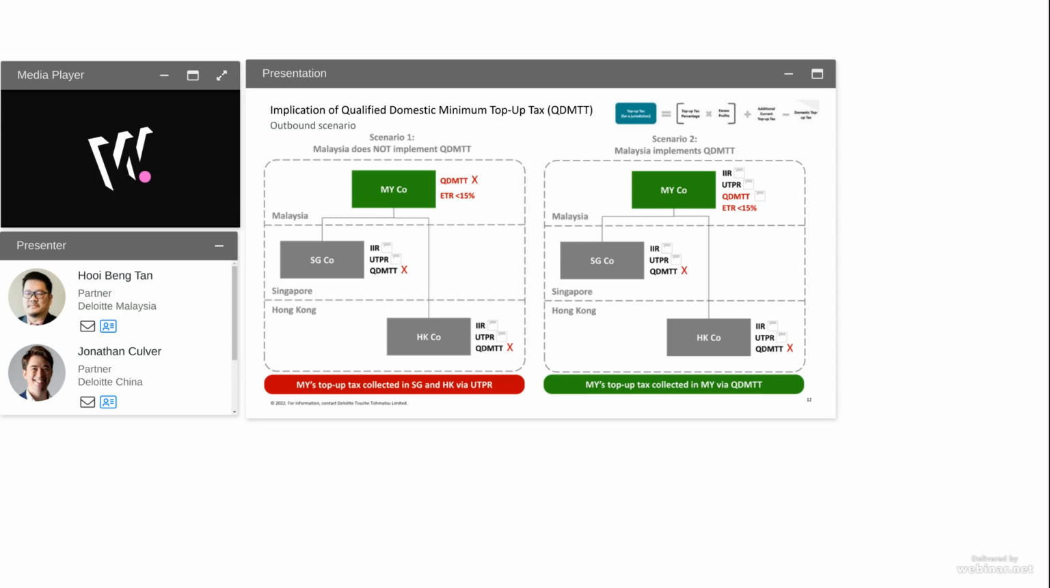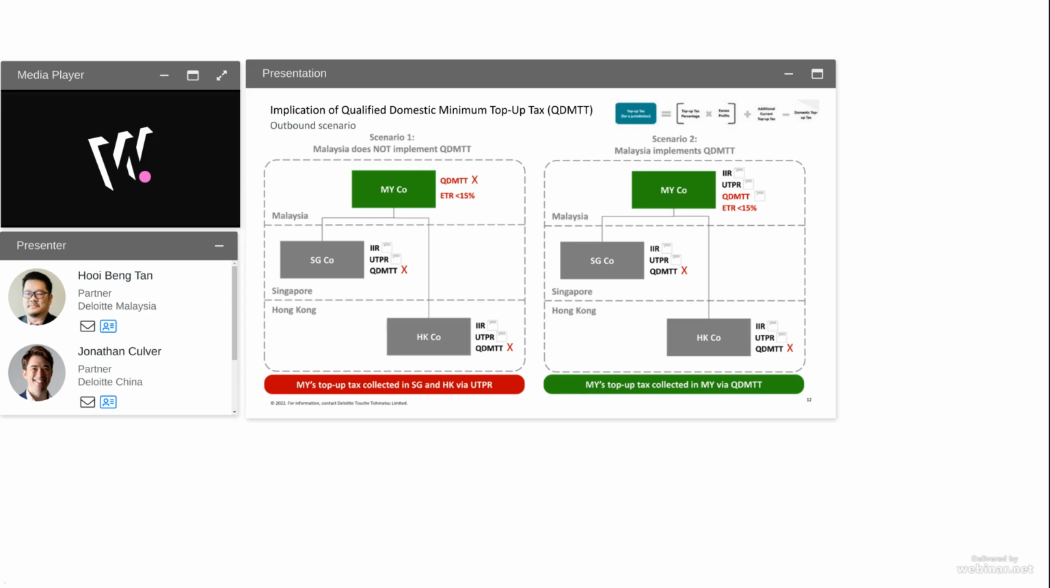Right, so if we look at scenario two, what we see is Malaysia has implemented its QDMTT in that scenario, and so tax again will be collected in Malaysia and paid over to the Malaysian tax authority. So we see the QDMTT having a dual function. When we have inbound into an Asian subsidiary jurisdiction, QDMTT can act against top-up tax being collected. Exclusion rule, where we're in an outbound scenario, here we have a Malaysian reported company.